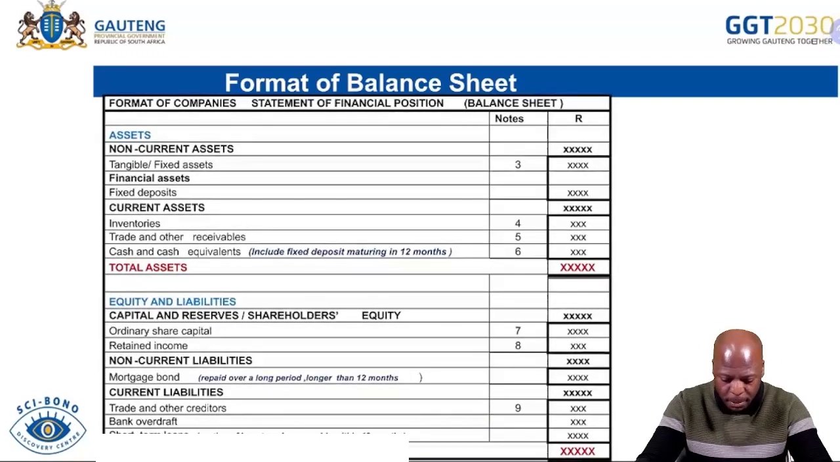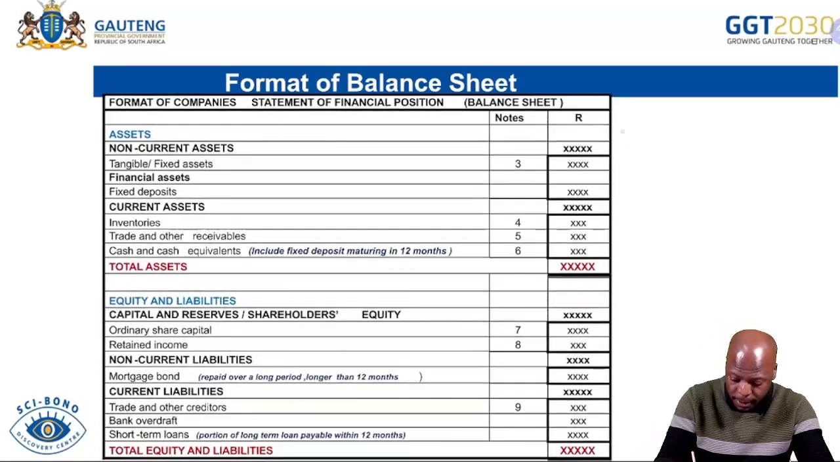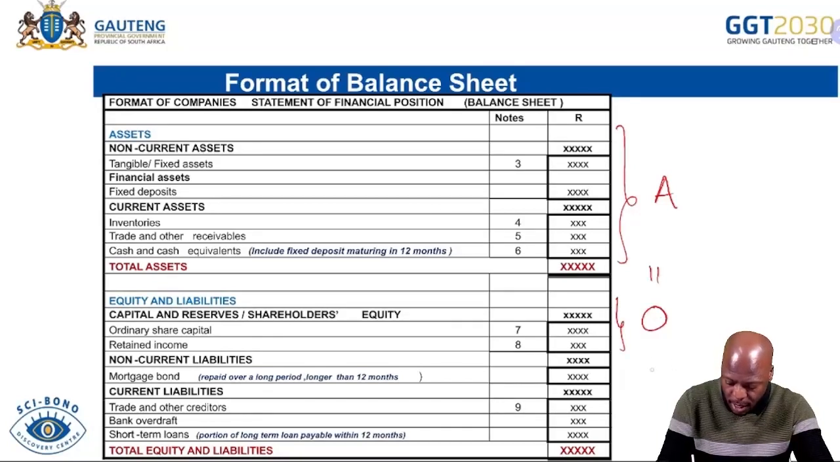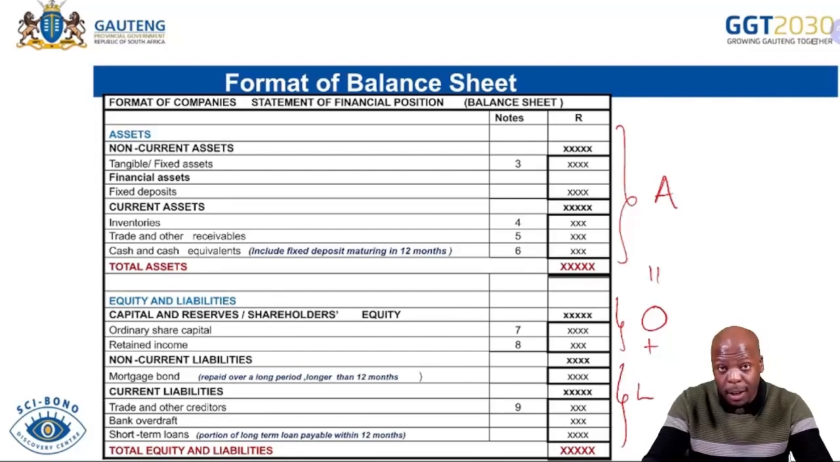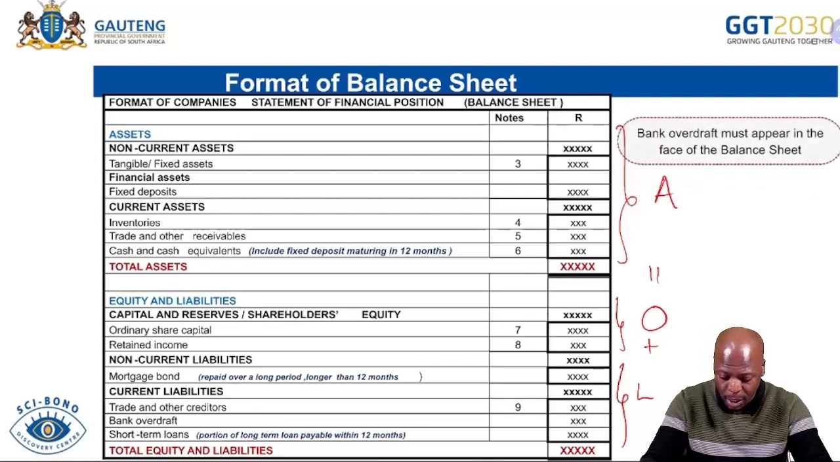Here's a simple format of the balance sheet. A balance sheet is split into two parts. Remember, it is your assets here, which is equal to the first part, your owner's equity, and then the last part is your liabilities. So, to complete the accounting equation, assets is equal to owner's equity plus liabilities. I'm going to do figures with you so that you can clearly understand what I am talking about.